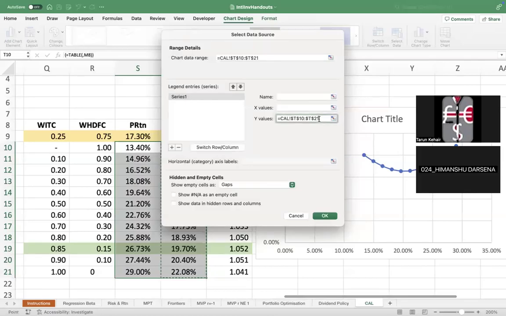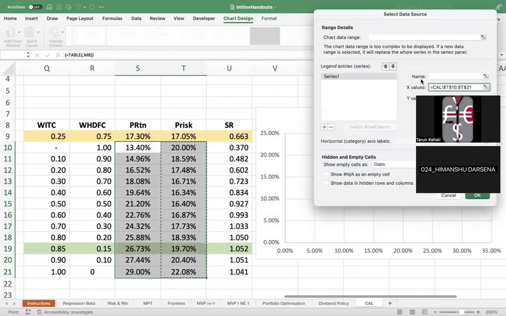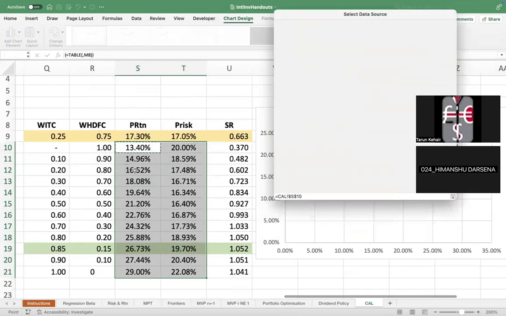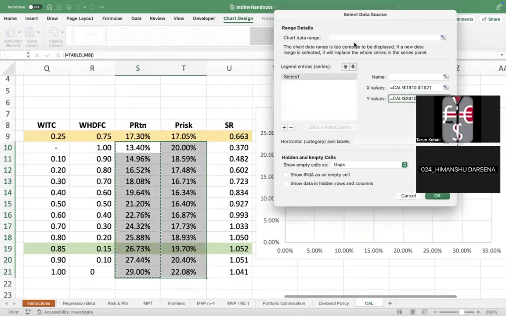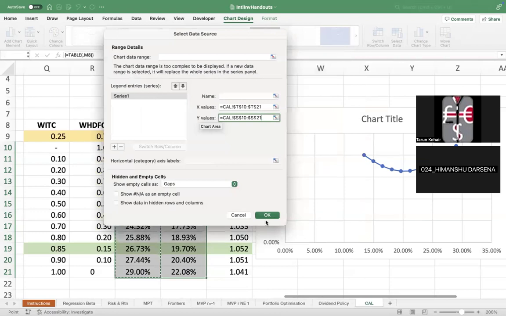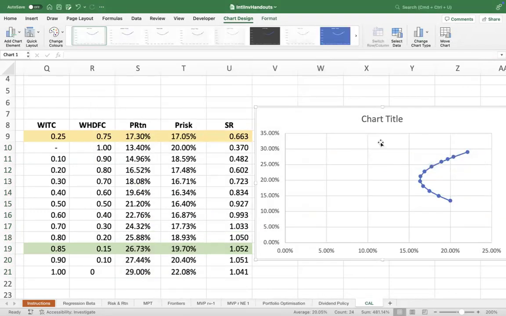On the x-axis it should be the risk, which will be from here, and on the y-axis I should take the return, which should be from here. है ना? And now let's see if I make it. Yeah. See, now you get the efficient frontier, don't you?